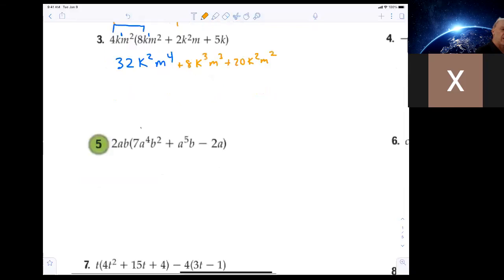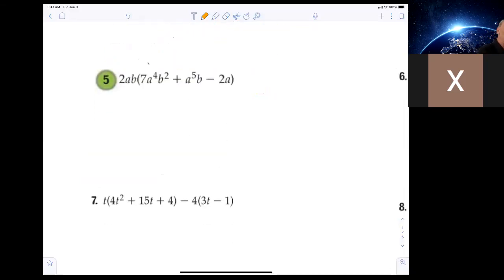All right. Number 5, distributing 2AB. So 14A to the 5th B to the 3rd, plus 2A to the 6th B squared, minus 4A squared B.